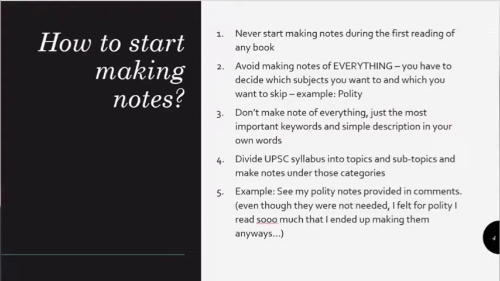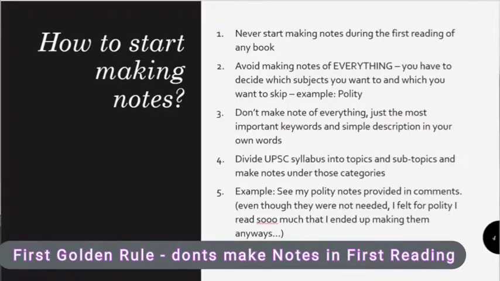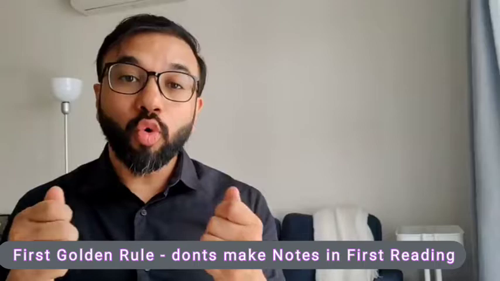See, the first golden rule is never make notes in the first reading itself. Let's say you started reading Spectrum, or Bipin Chandra, or any economy book. When you open it, don't start the first chapter and make notes alongside. Never do that, because the first reading should be like reading a novel. It should be a quick reading and you should get an understanding of what is there in the book. For this, I have made another session in which I tell you how to read.